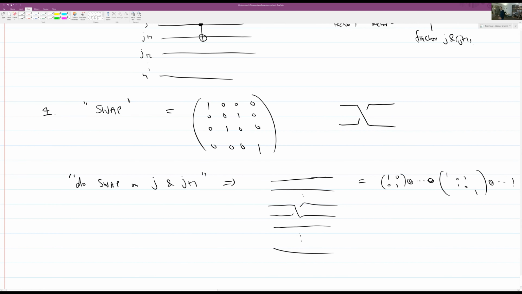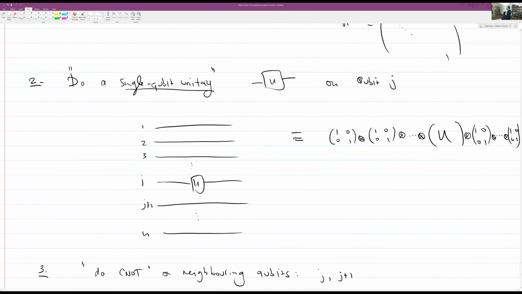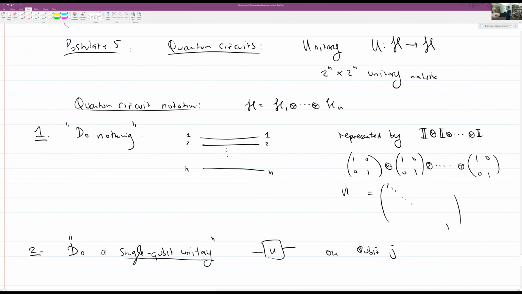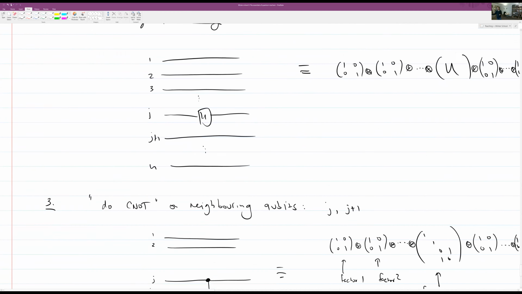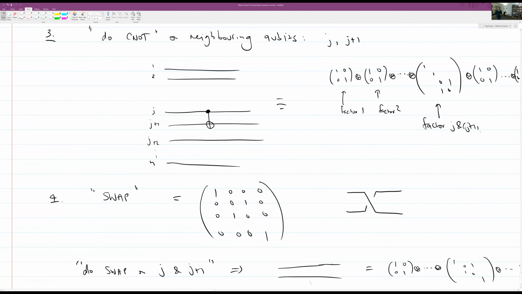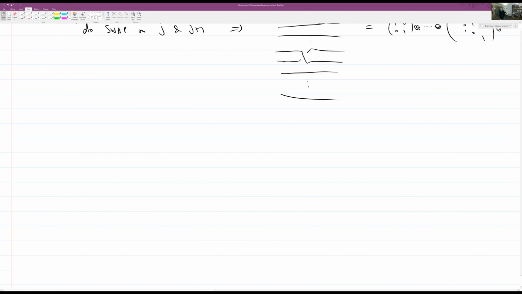Right? So now I've given you a laundry list of basic unitaries that you can define on n qubits, and I've given you the recipe for how to build up the 2 to the n by 2 to the n unitary matrix. So: doing nothing, doing a single qubit unitary, doing a CNOT on neighboring pairs, and doing a swap on neighboring pairs. And now comes an amazing theorem.